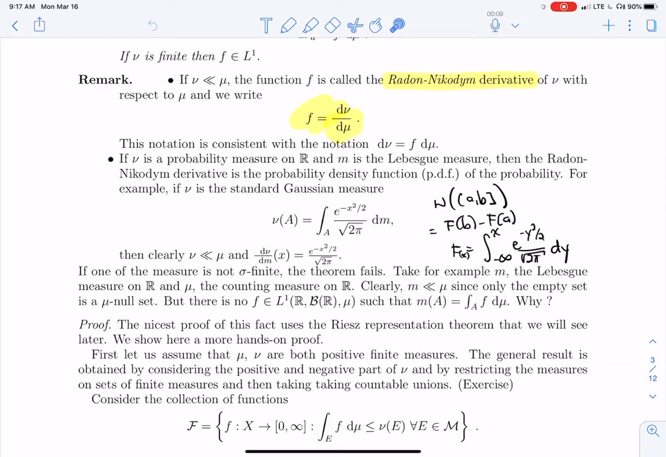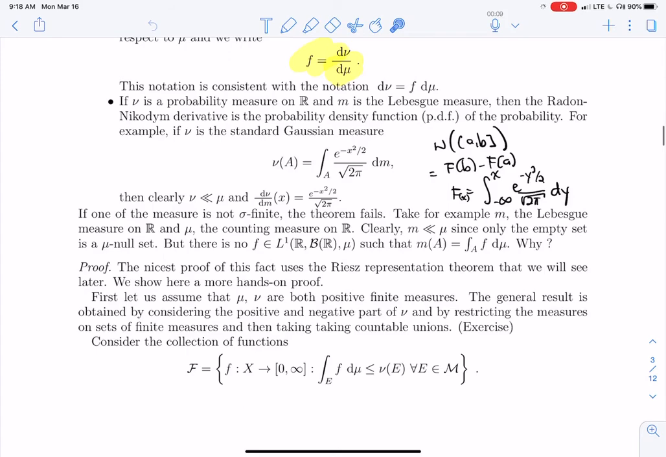So if you want to relate that to the Lebesgue-Stieltjes construction, this is a Lebesgue-Stieltjes measure, that is mu of (a, b] is big F(b) minus big F(a). And what is my big F here is just the integral from minus infinity to x of this density, or Radon-Nikodym derivative. All right.